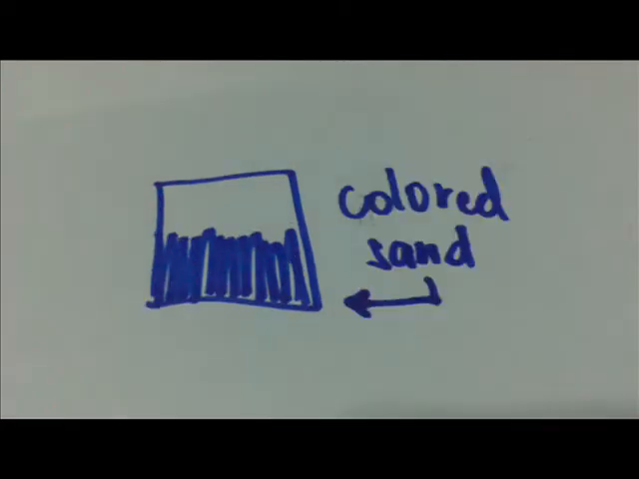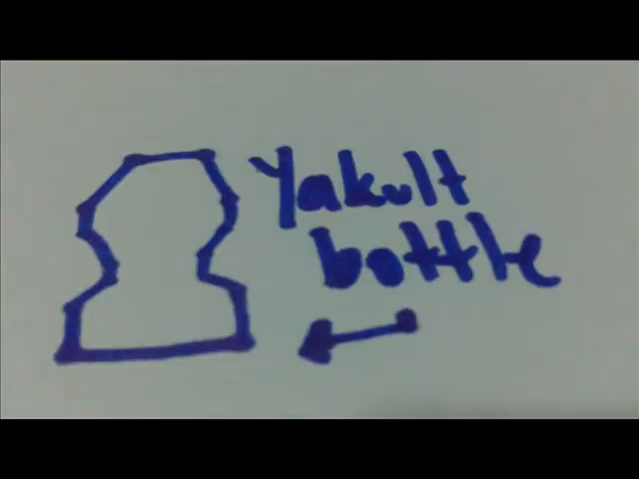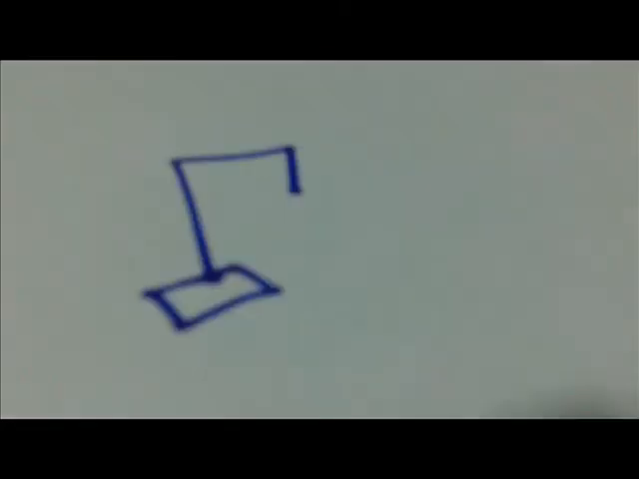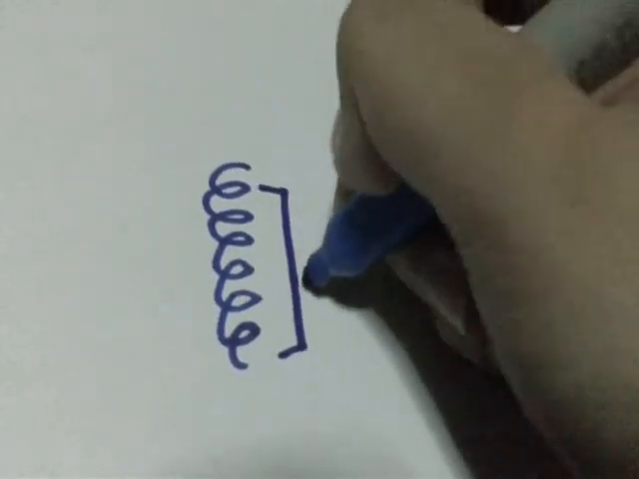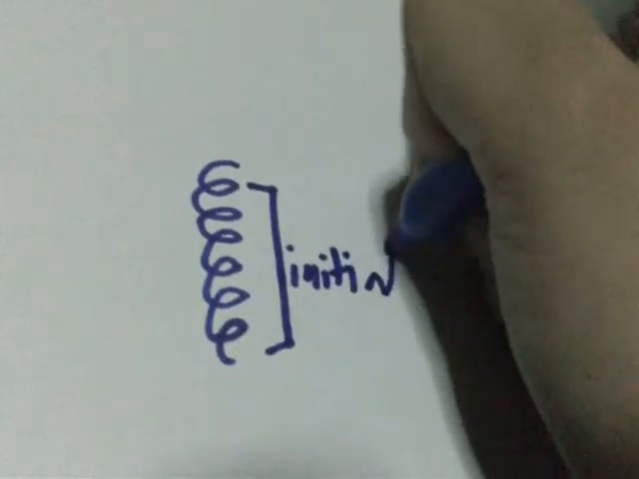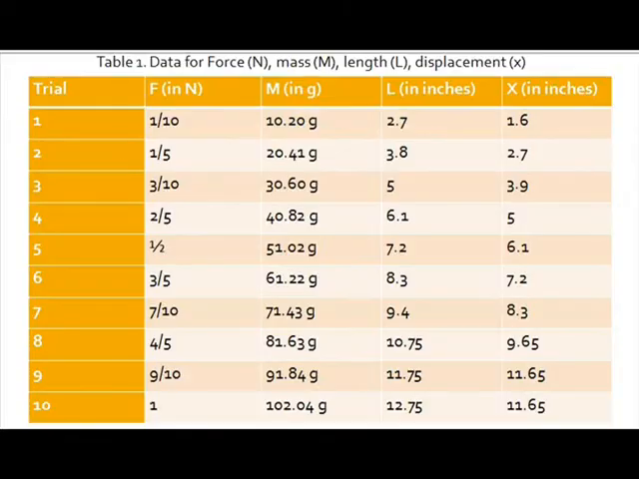First, the necessary materials and equipment for the experiment were gathered. This includes a metal spring, colored sand, Yakult bottle, top-loading balance, T-square, and stand. Then, the length of the metal spring was initially measured. Table 1 shows the mass that was weighed in order to acquire the needed force.